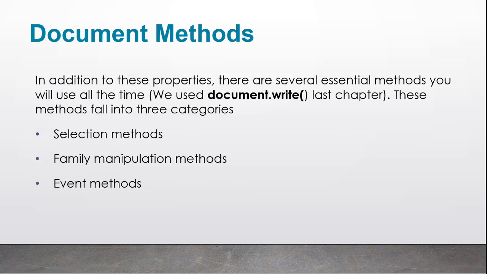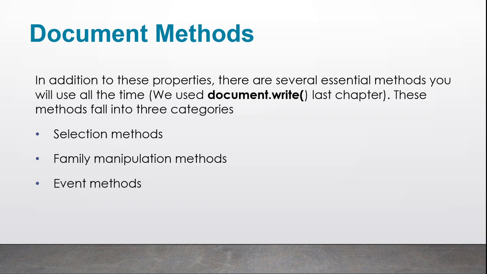So, in addition to properties, there are things that you will be using all the time. Think of document.write, which was writing HTML into the HTML document. Think of document.getElementById or getElementsByClassName. Those are all methods that you are using to grab information from that document. They fall into 3 categories.